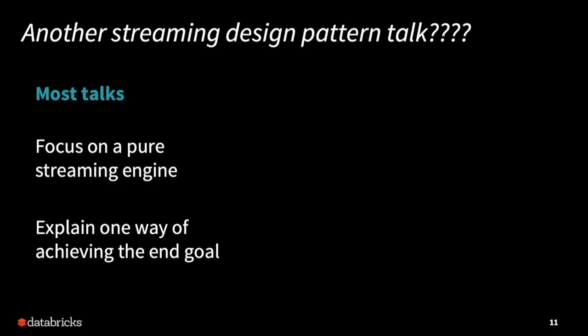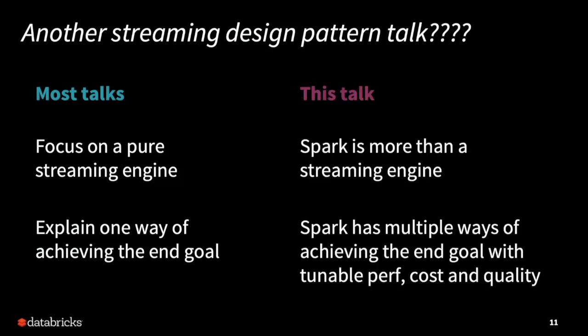The difference is that most streaming design pattern talks talk about one way of solving a problem because they are built on a pure streaming engine like Apache Storm, for those who remember Apache Storm from the early days of streaming big data. They had only one way of solving a particular problem, whereas with Spark, being a unified batch and streaming engine, there may be multiple ways of solving the same problem with different trade-offs between cost, resource usage, and performance.